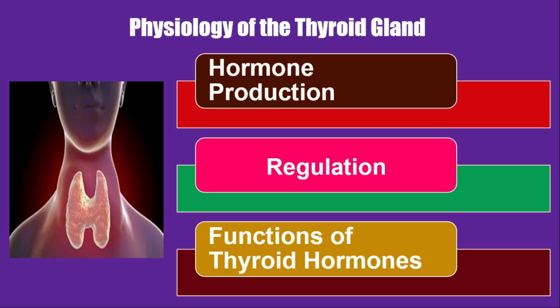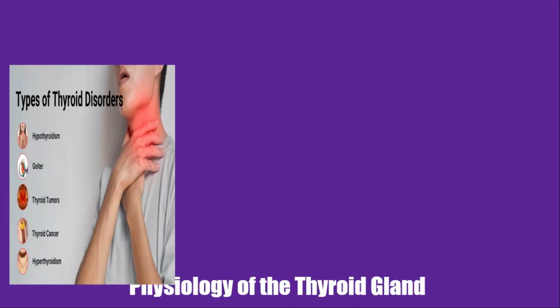And there are also the functions of the thyroid. Mainly it regulates metabolic activity: it increases the metabolic rate, increases protein synthesis, and stimulates carbohydrate and fat metabolism. It is also essential for normal growth and development, particularly of the nervous system. There are cardiovascular effects, increasing heart rate and cardiac output. And there is thermogenesis, which helps to maintain body temperature. These are the main functions of the thyroid gland.